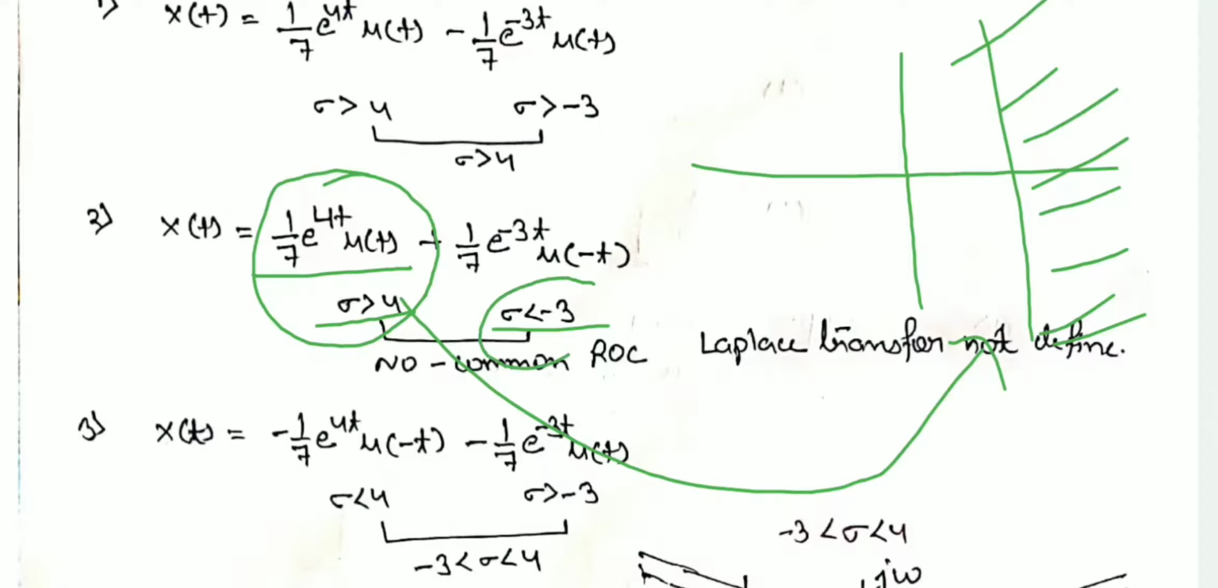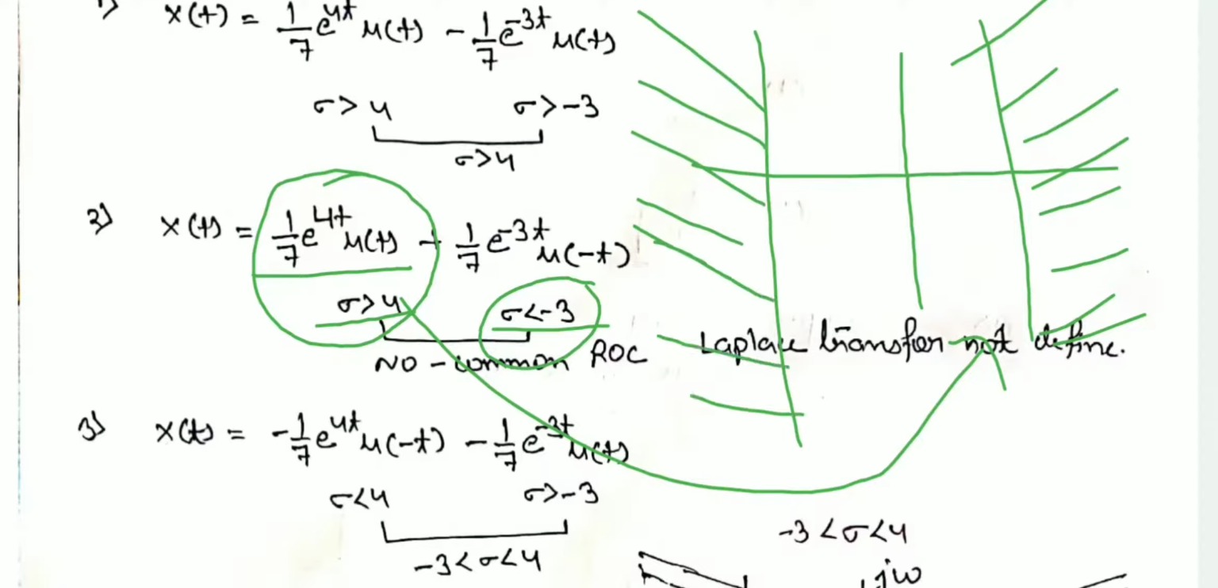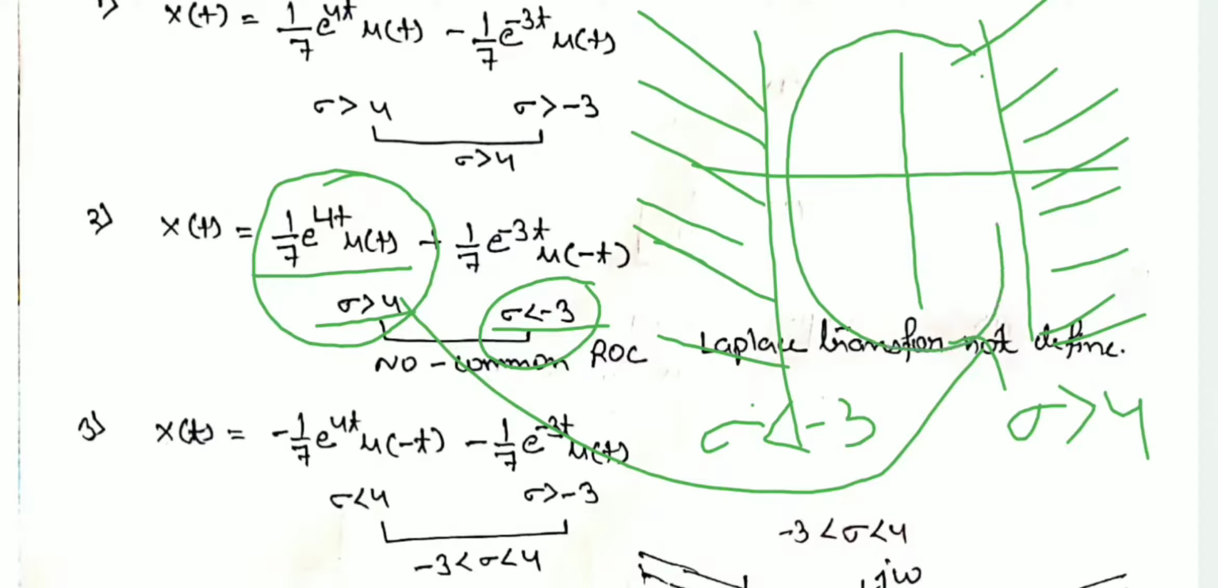And when sigma is less than minus 3, it is like this. It represents sigma less than minus 3, and this represents sigma greater than 4. As there is no common ROC, therefore the Laplace transform does not exist for the second case.